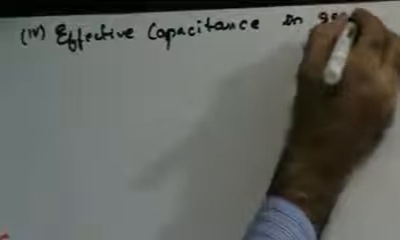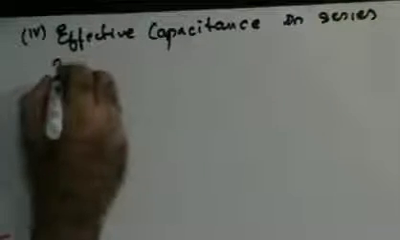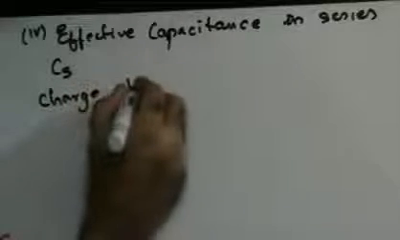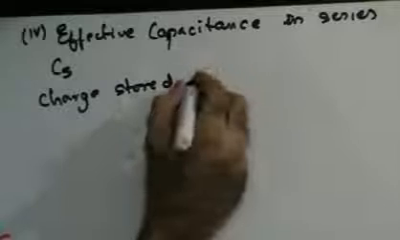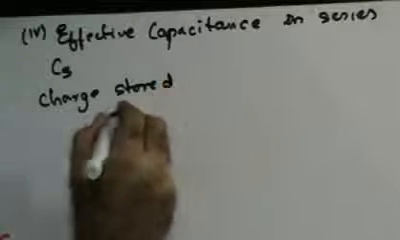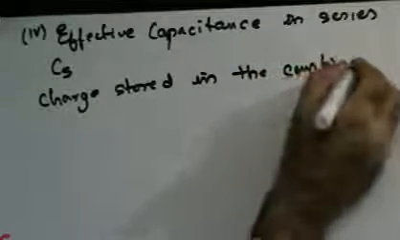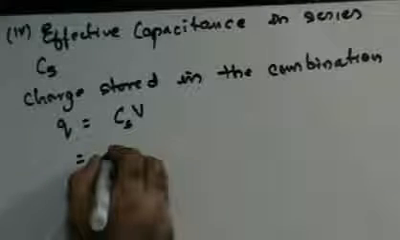I can say that effective capacitance in series is CS, right? Now, what will be the charge stored on CS? What will be the charge stored in the combination? Charge Q is equal to CV. So the total charge that will be stored is going to be CS into V.